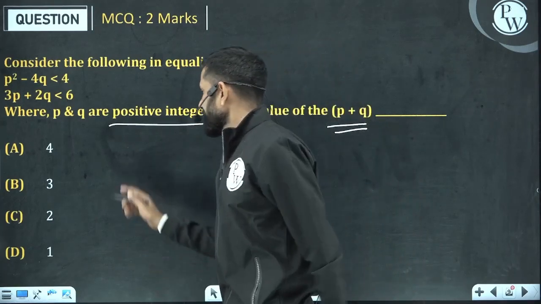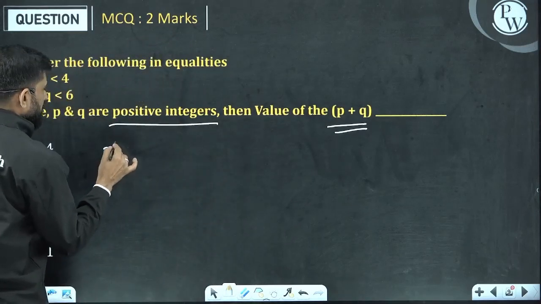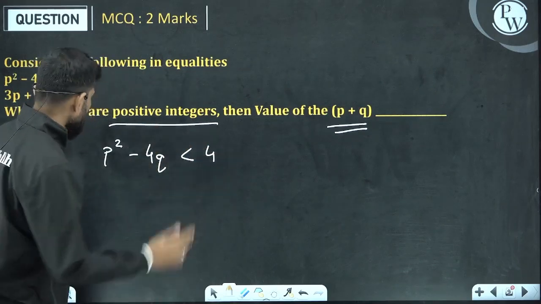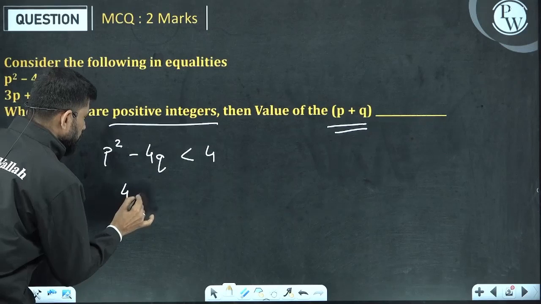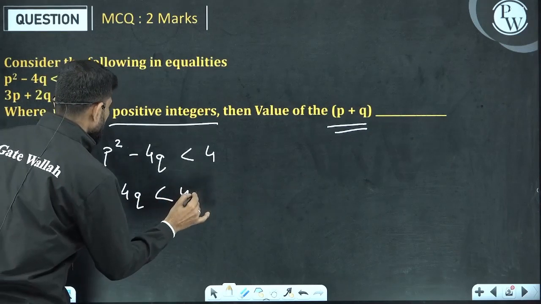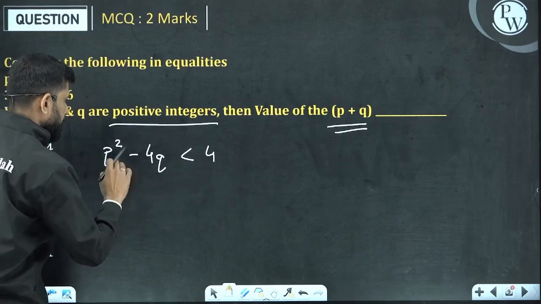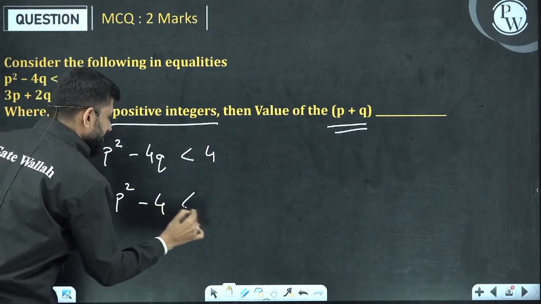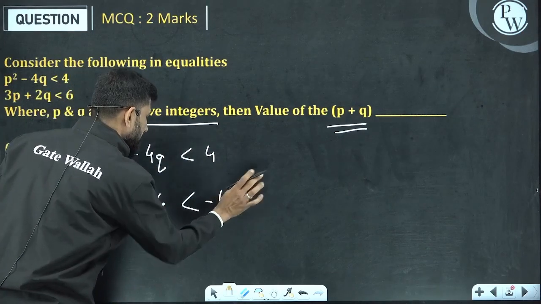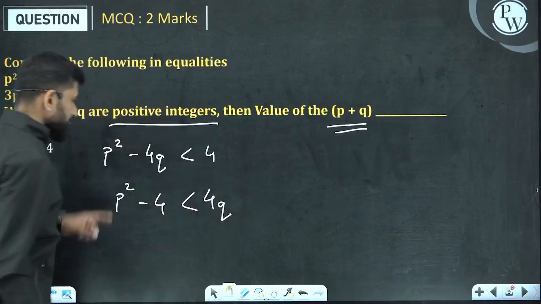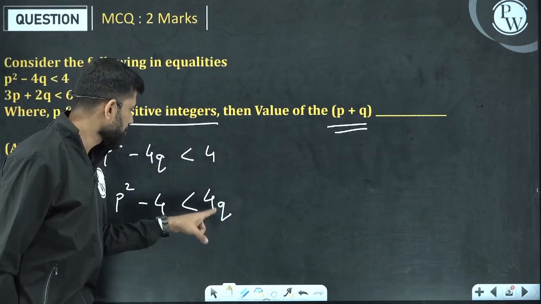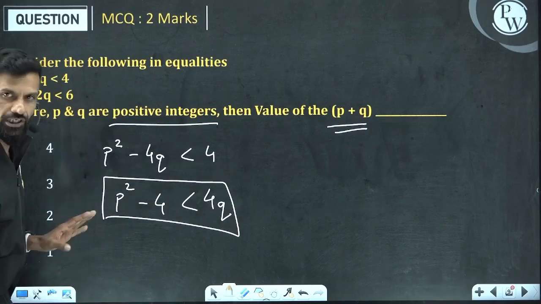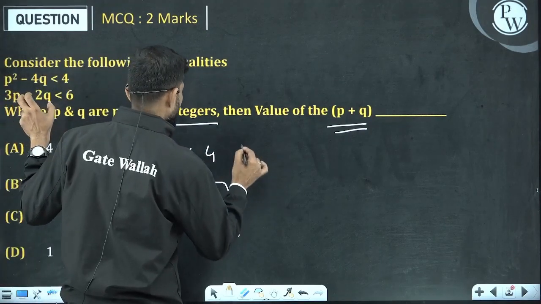Now, let us see here. Let us solve this first one. This first equation they have given as p square minus 4q is less than 4. Let us bring 4q that side, 4 this side. P square minus 4 is less than 4q. Is it clear? Minus 4q goes that side, plus 4q, and this plus 4 comes this side, minus 4. So this is what we got in the first inequation. Moving to the second inequality. Second one they have given, this is the first one.